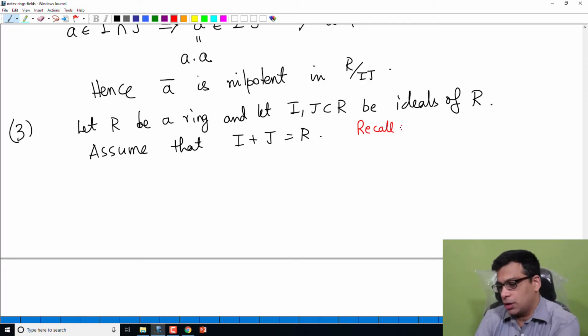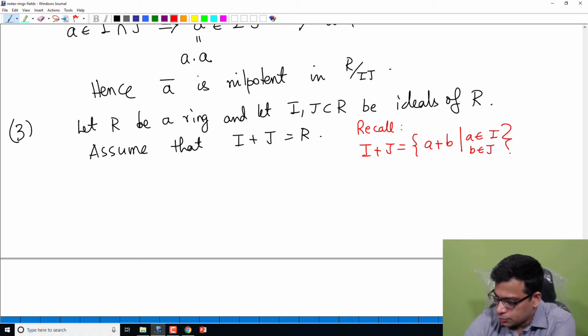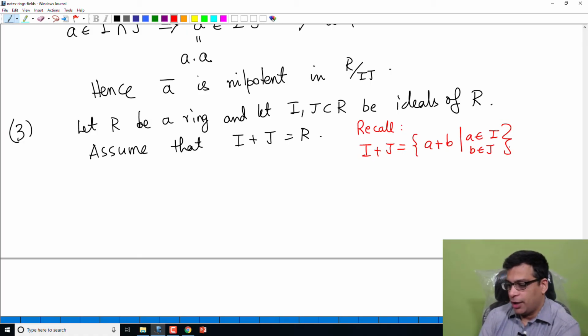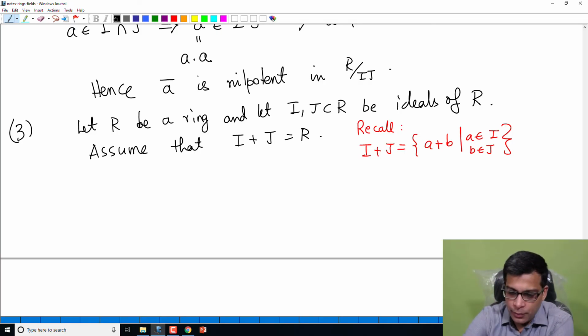So I'll use the color red for recalling. I plus J, unlike the product, is simpler actually. All you need to do is a plus b, where a is in I and b is in J. So you can take two elements, one from I, one from J, and you take their sum. If you take the collection of those elements, it's actually an ideal. That's an exercise from a previous video, and it is what we call the ideal I plus J. So I plus J is this.